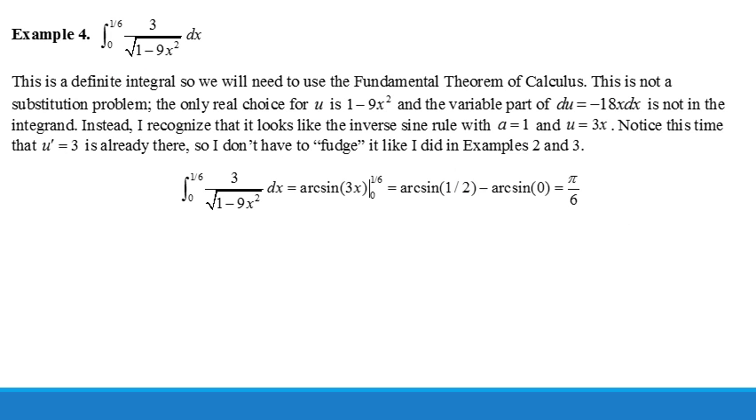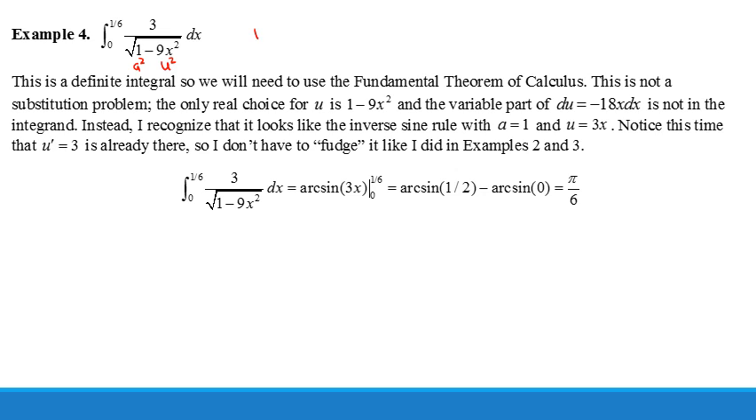Okay, this is a definite integral, so the answer is going to be a number, and we're going to have to use the fundamental theorem of calculus to figure out what that is. So this is not a substitution problem, again, for the same reason as examples 1 through 3. So instead, I recognize that it's the inverse sine rule because I see the square root of a squared minus u squared. So the 1 represents a squared, and the 9x squared represents my u squared.